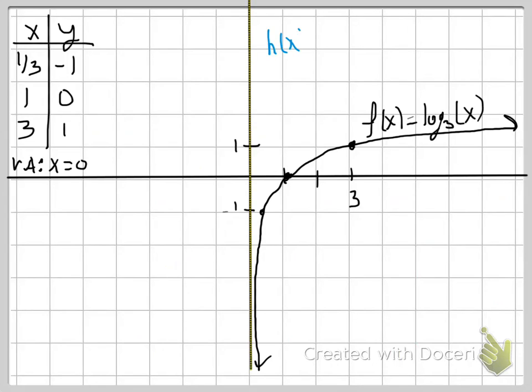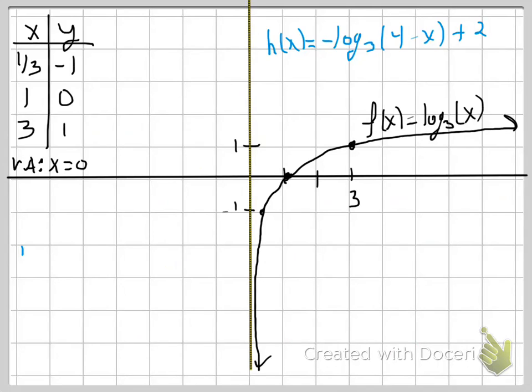And we're going to do this h of x function, which is negative log base 3 of 4 minus x plus 2. Okay. So what's going on here is a bunch of stuff. You see the negative in front of the logarithm? That's going to cause the log to reflect over the x-axis. So that would be a flip up and down.